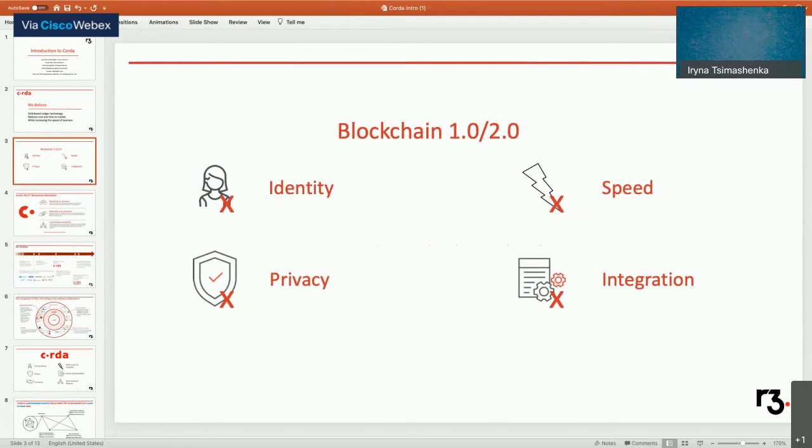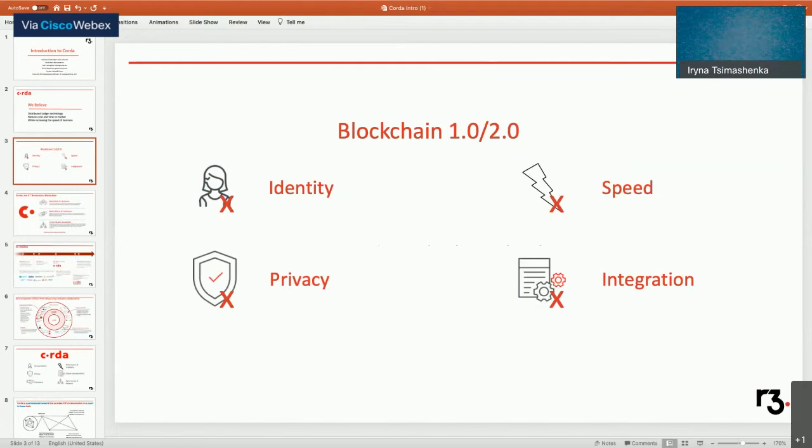The second issue is privacy. There is great transparency in the traditional blockchains, which is great in some cases. But businesses usually don't want to broadcast their transactions to everyone on the network. Although data is encrypted and hashed, there is a small probability that the data can be decrypted.